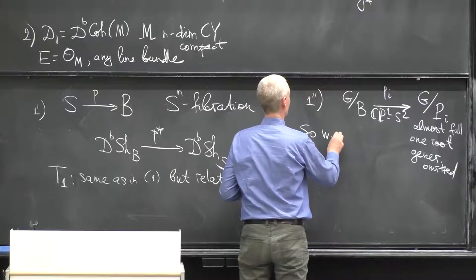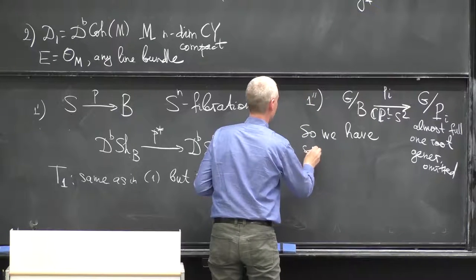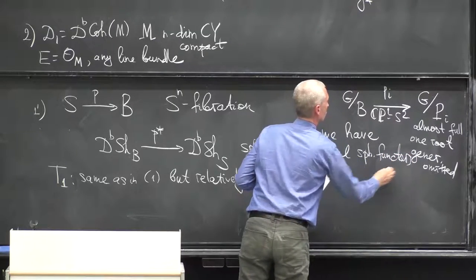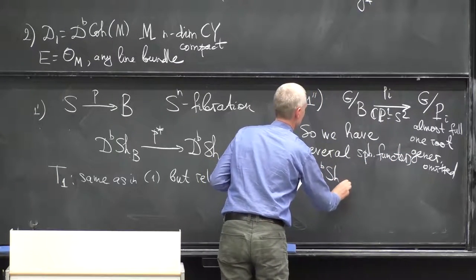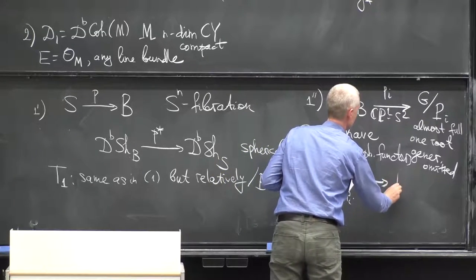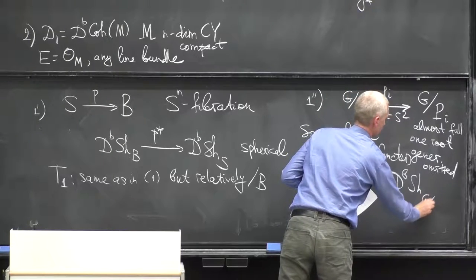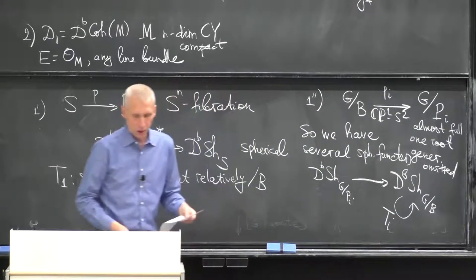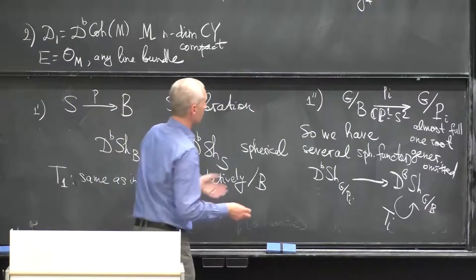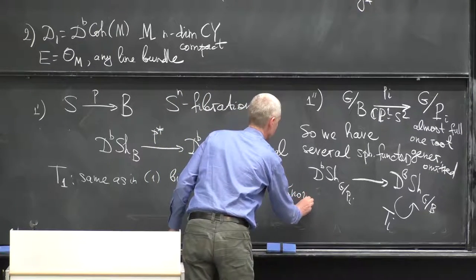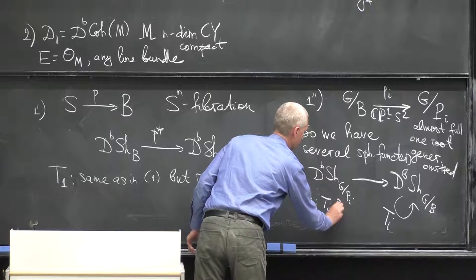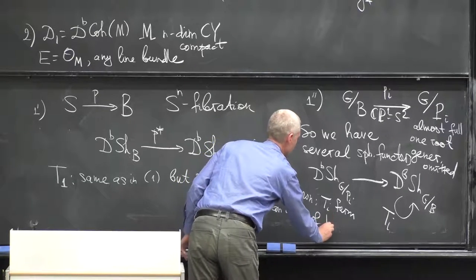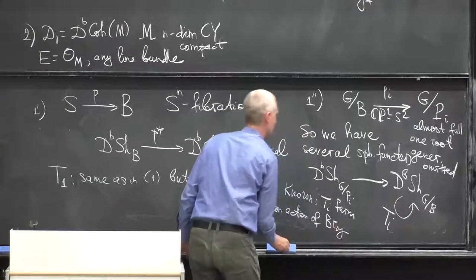So we have several spherical functors: D^b of sheaves on G/P_i to D^b of sheaves on G/B. So in particular, we have the reflection functors T_i. And it is known that they form an action of the braid group, Br_G, corresponding to G.